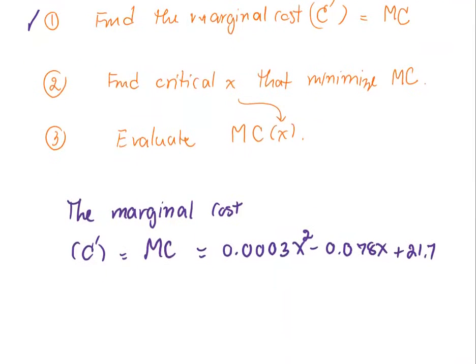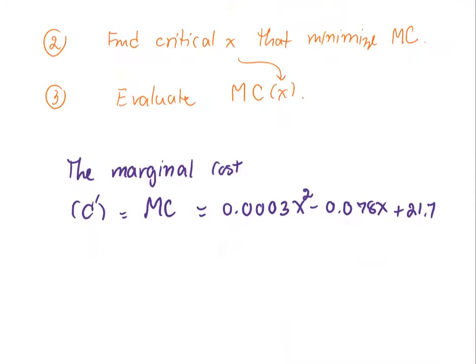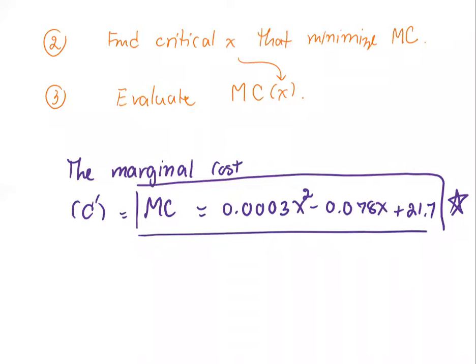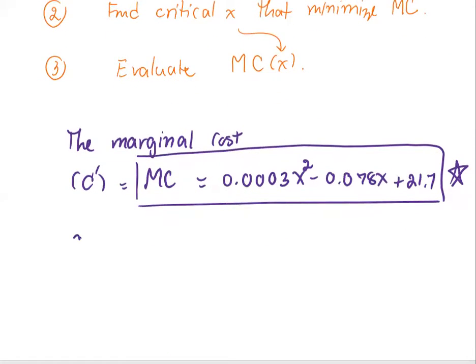And from this marginal cost, we got step number 1. In step number 2, we're going to find the critical value because we're going to find the minimum value of this function, not the original cost function. So from now on, we ignore the cost function provided and start working on the marginal cost. Step number 2, we find the critical value by finding the derivative of the marginal cost.